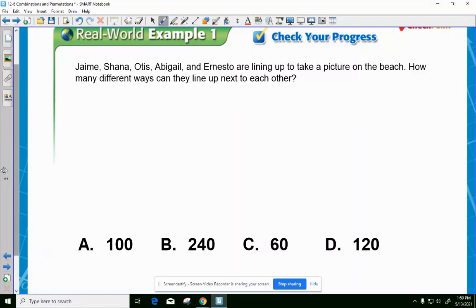All right, you got 5 friends here: Jamie, Shayna, Otis, Abigail, and Ernesto. I love the names that they use. I love them. Ernesto. I think Otis actually is my favorite, to be honest with you. Okay, so they're gonna line up on the beach to take a picture. Everybody's got to get that one magical beach picture before they leave, right? How many different ways could they line up next to each other? You got 5 friends. How many? 120. How'd you do it? You already have an answer. Why?